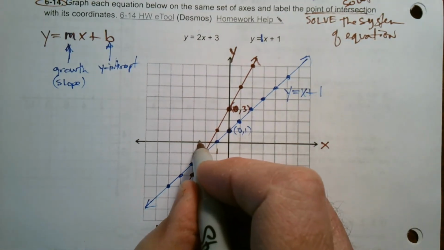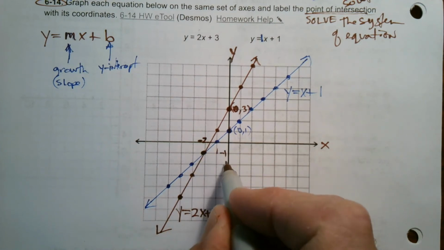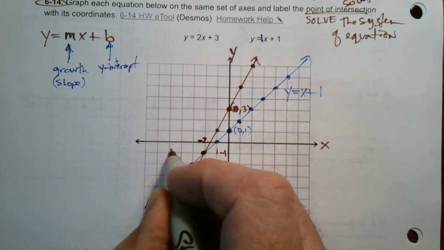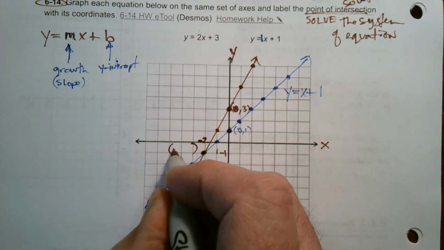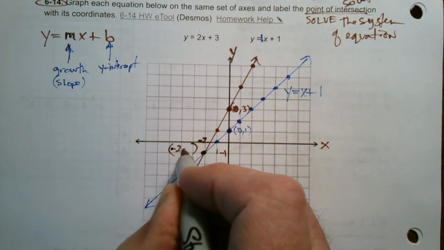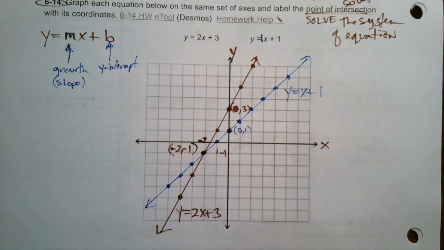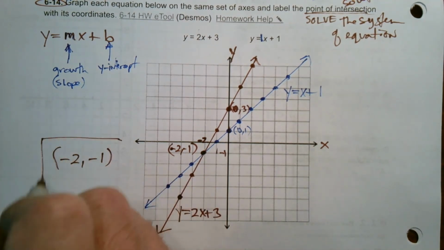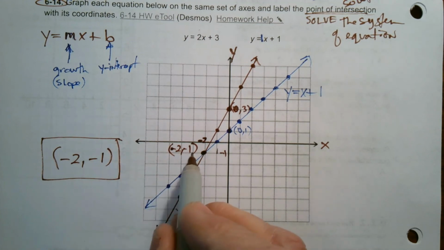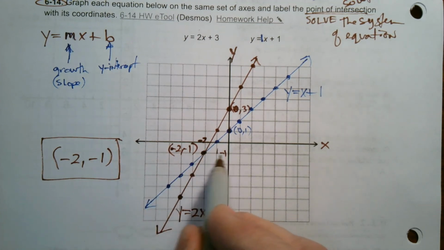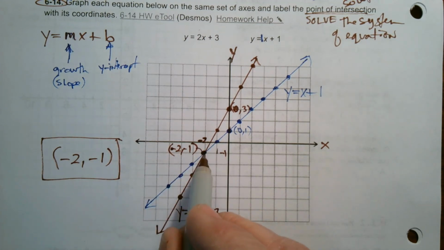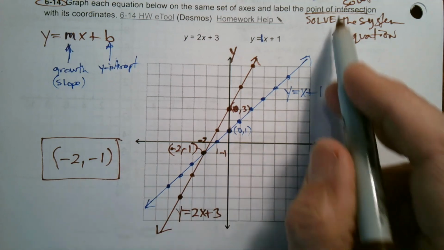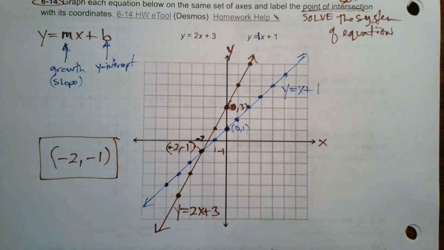Where's that at? On the x-axis, it's at -2. On the y-axis, it's at -1. So that solution right there, that common solution, would be labeled (-2, -1). I'll put it out here so we can see it clearer, and I'll circle that. So (-2, -1), where x is -2, y is -1, that point right there is the intersection, and it's the common solution. Okay, there we go.